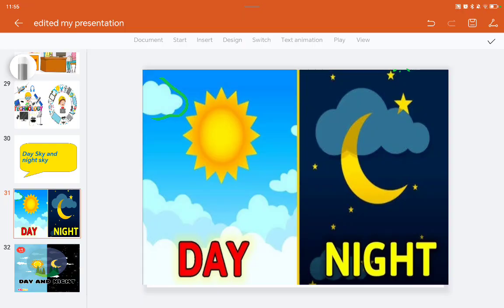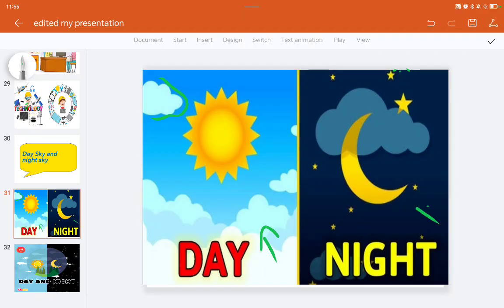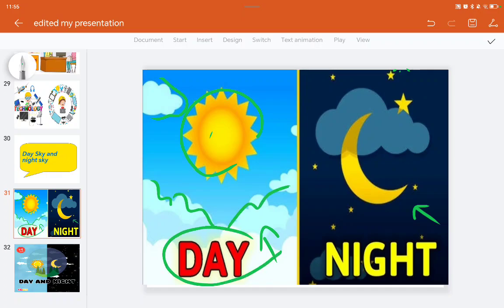Let's start. In this picture you can see what in day sky here and night sky here. Please answer. We can see the sun. And what else? The clouds. So in the day sky we can see the sun and the clouds. So the sun and the clouds are present in day sky.